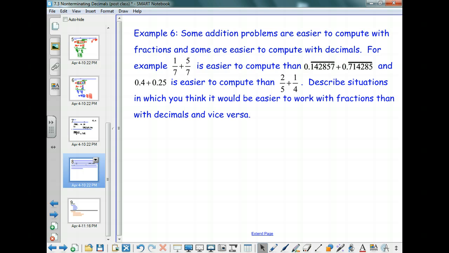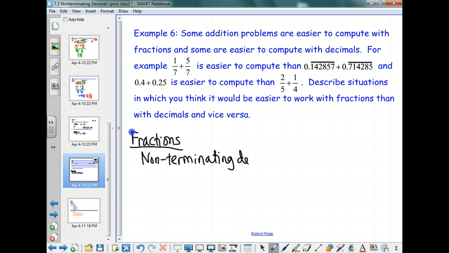So describe situations in which you think it would be easier to work with fractions versus decimals, or decimals versus fractions. Under what circumstances would you like one versus the other? So let's start with, when would I like to work with fractions? What would make things easy to deal with if I'm working with fractions? The decimal would be non-terminating. Okay, so if I'm working with a non-terminating decimal, it might be easier to work with the fractions.